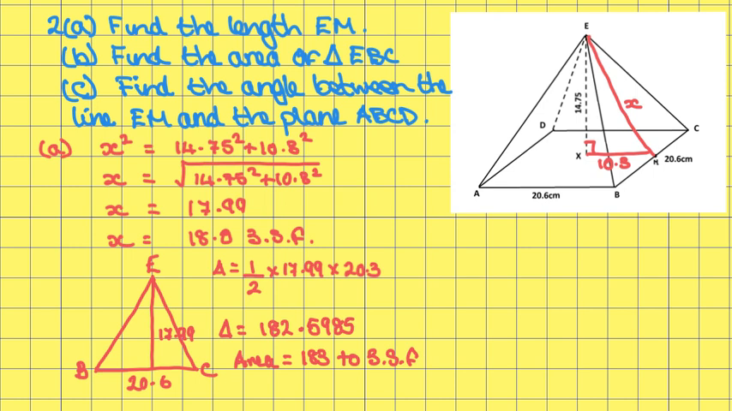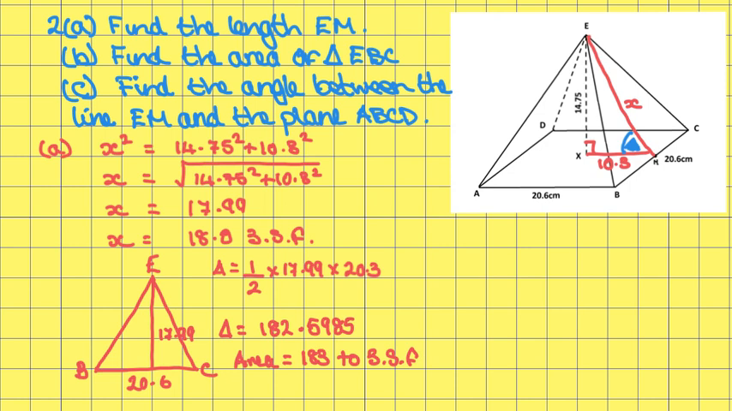The final part of the question, C. Find the angle between the line EM and the plane ABCD. Well, the plane ABCD is the bottom of the pyramid. And if you imagined you leant a ruler along the line EM, and you want the angle between the ruler and the plane. So what he's actually asking for, let's change colour, he's actually asking for this angle here.